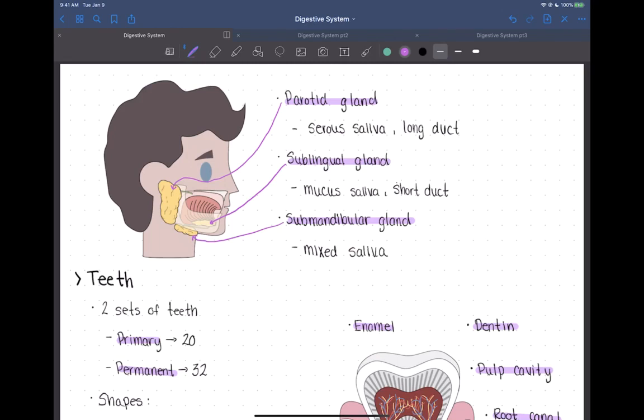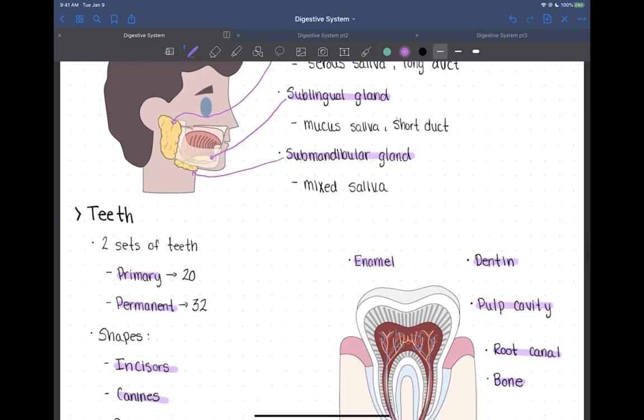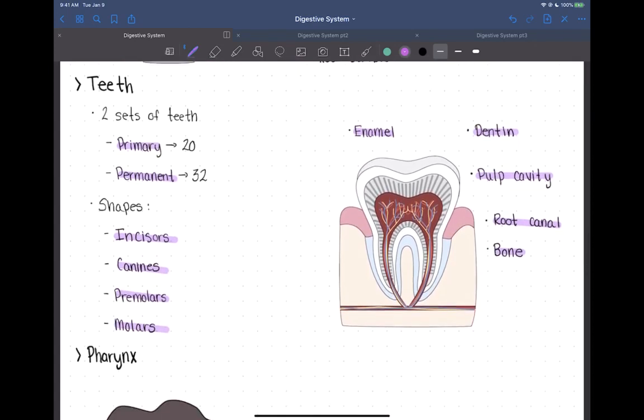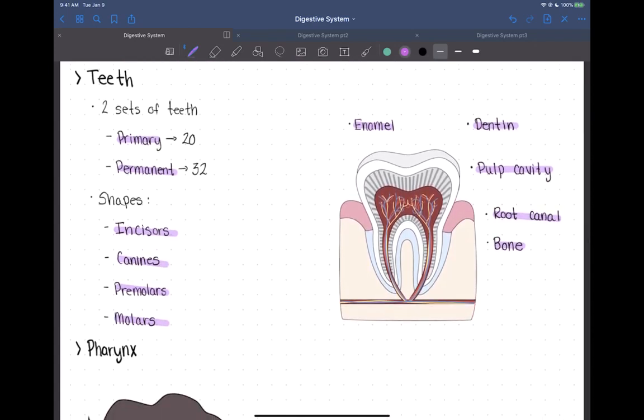Okay, so let's move on to teeth. Let's talk about the types of teeth first, and then we can look at the structure of a tooth after that. Teeth, first of all, are fitted into bones. They sit in sockets called alveoli, or alveolar sockets, in the mandible and the maxilla.